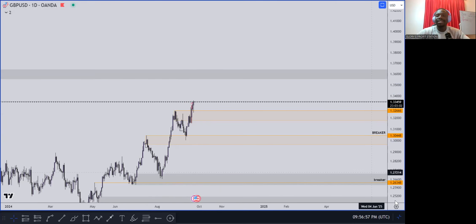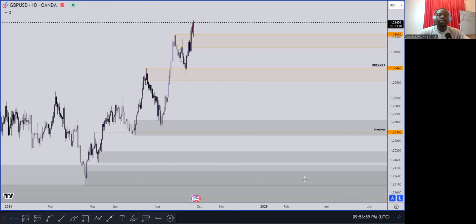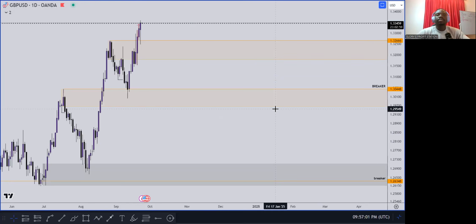You can see already that this market is very much bullish. Why? Because it's breaking market structure to the upside. Price is going higher, creating new higher highs. You don't need anybody to tell you that this is a bullish market. All right, so that's a very quick trade breakdown.